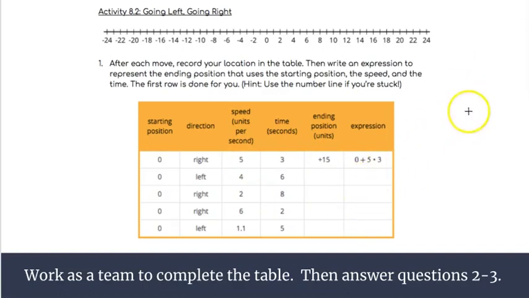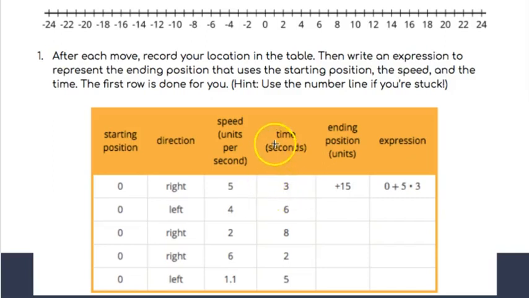Okay? All right, let's make this a little bit better. All right, that should work a little bit better. So the example here is we started at 0. We moved 5 units per second and went 3 seconds. So that means that our ending point would have been at 15, right? And we did that by taking 0 plus the 5 times the 3.